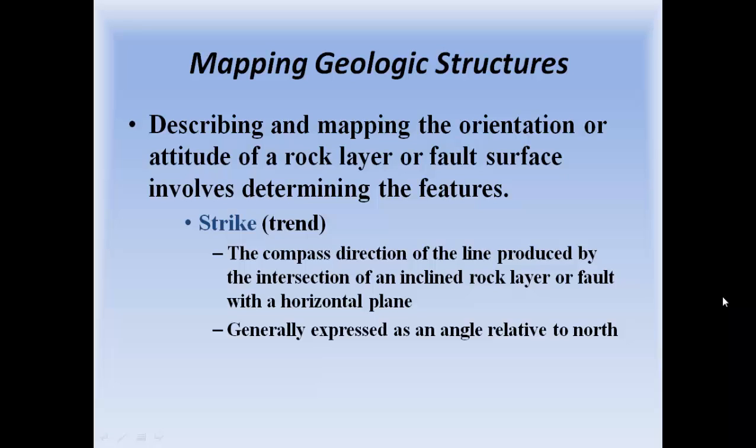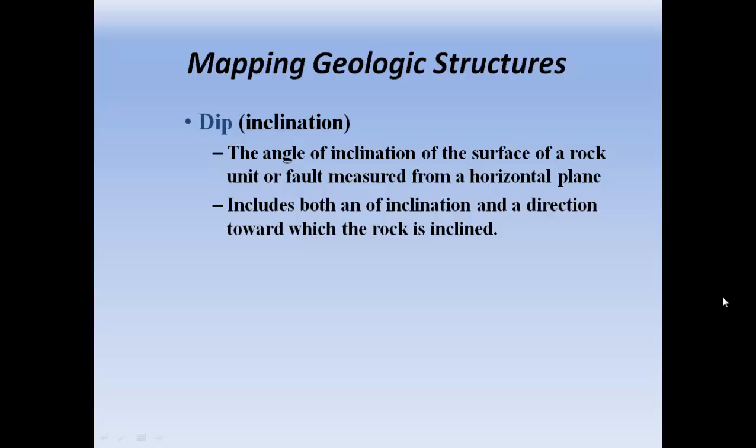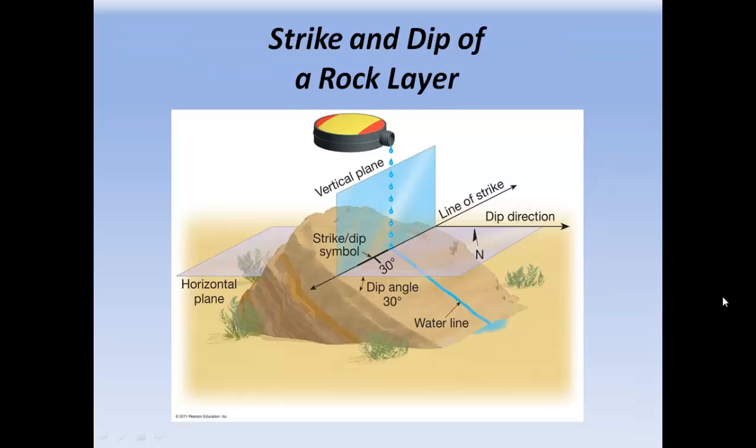So strike is a trend. It's the compass direction of the line produced by the intersection of an inclined rock layer or a fault with the horizontal plane, generally expressed as an angle relative to north. Dip is the inclination. It's the angle of inclination of the surface of the rock unit or fault measured from the horizontal plane. This includes both an inclination and a direction towards which the rock is inclined.